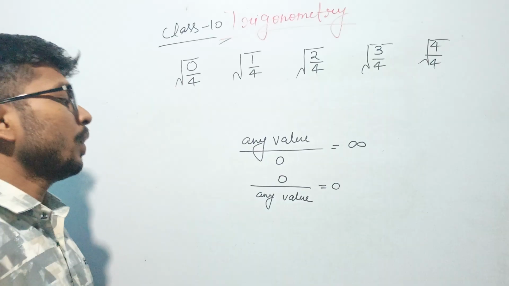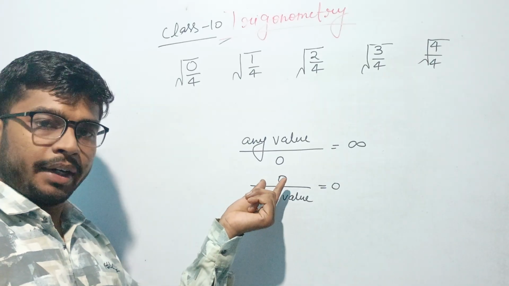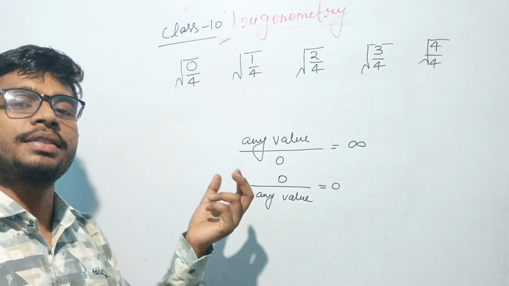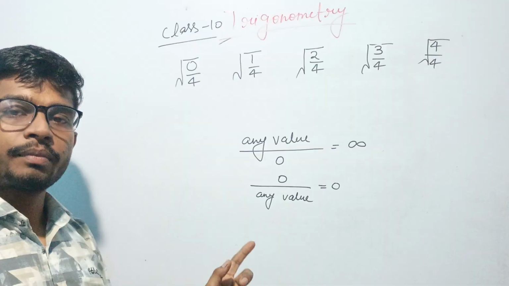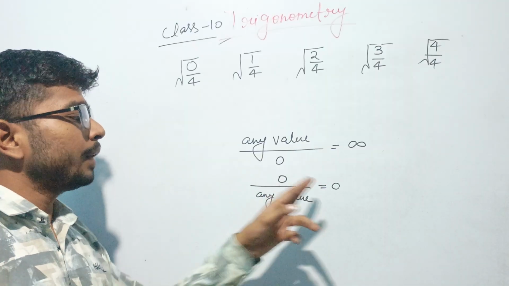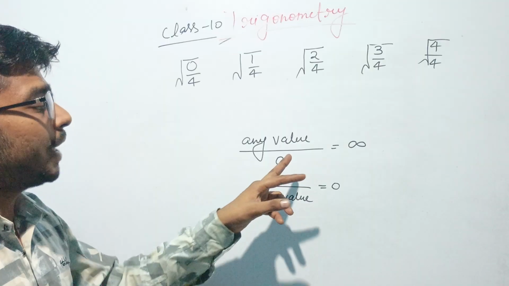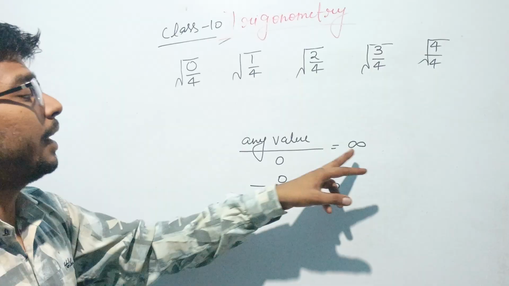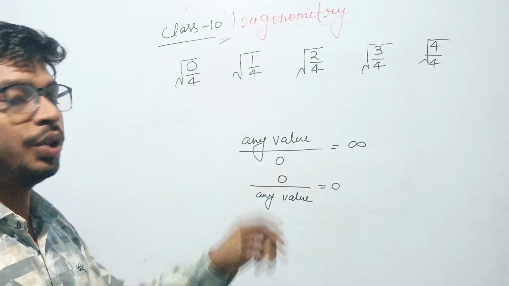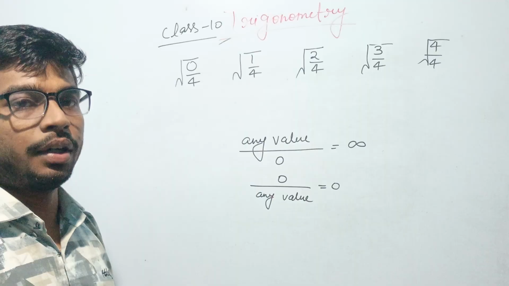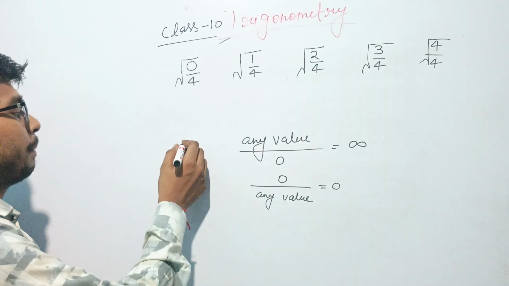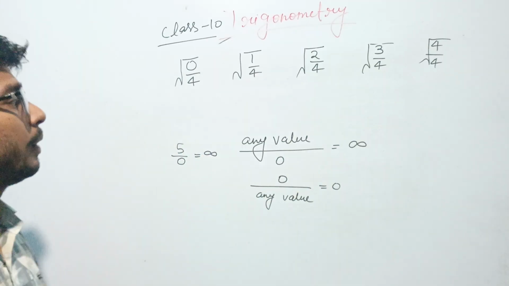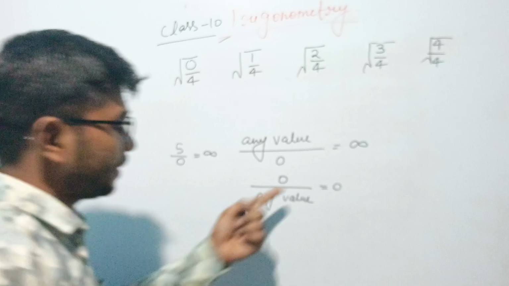Understand? If in the denominator there is a value and the numerator is 0, 0 by 1, 0 by 2, 0 by 3, you will get 0 only. But if you divide any value by 0, like 10 by 0, 15 by 0, you will get infinite, because division by 0 means not defined. So the value like 5 upon 0, what is the answer? It is not defined, so we write infinite. I will erase this, but this is important.